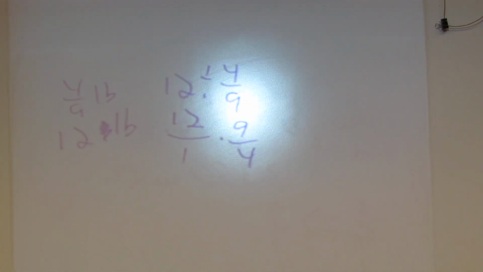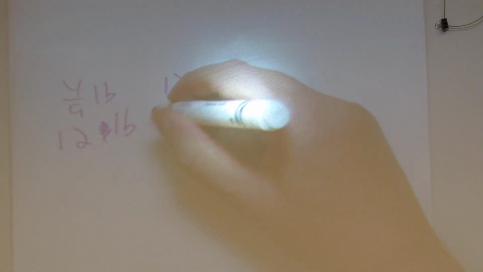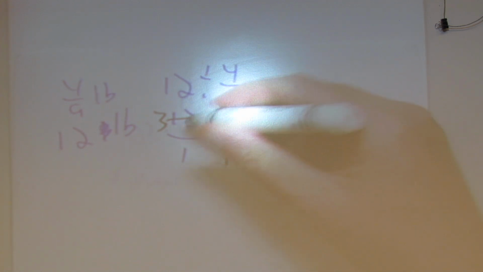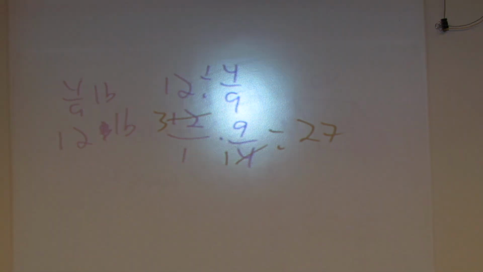This one's a little bit different than the last one, even though the actual numbers are the same. We can divide the 12 and the 4 each by 4. This becomes 1. This becomes 3. So we have 3 times 9 is 27 over 1. So 27 people will eat 12 pounds of chocolate.